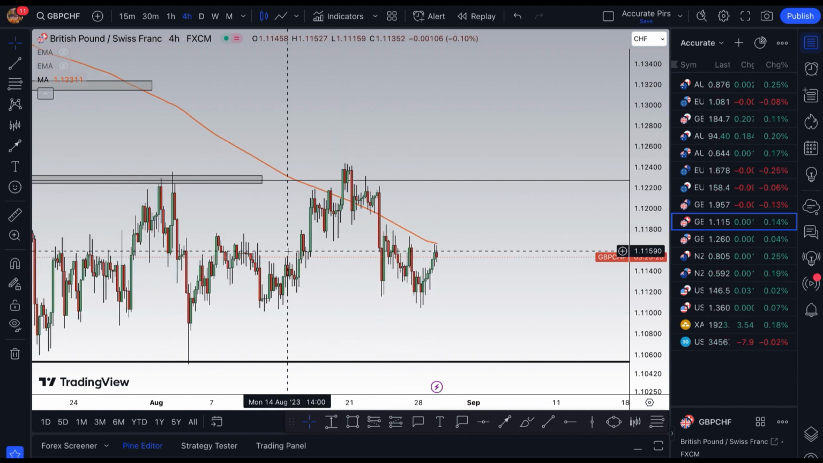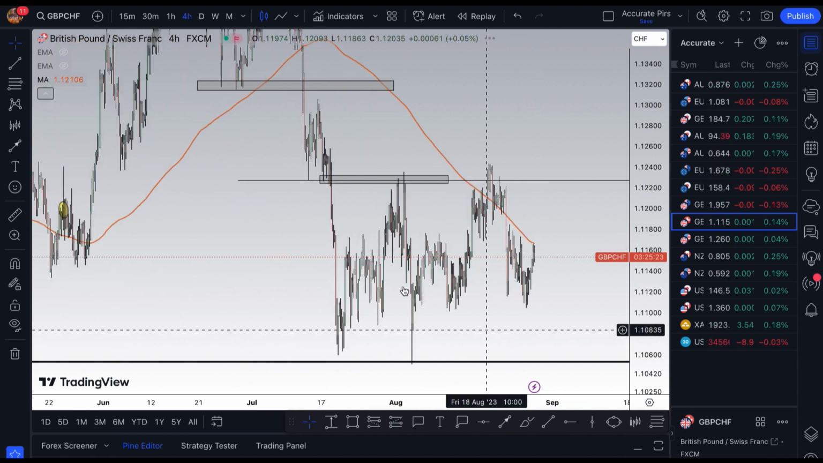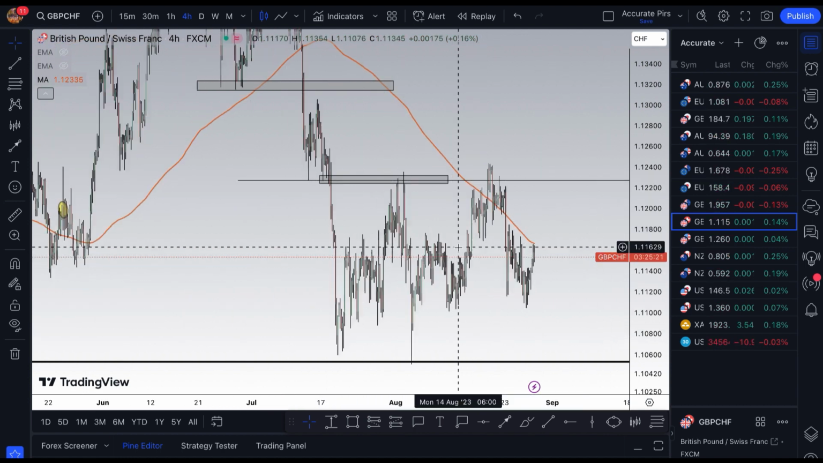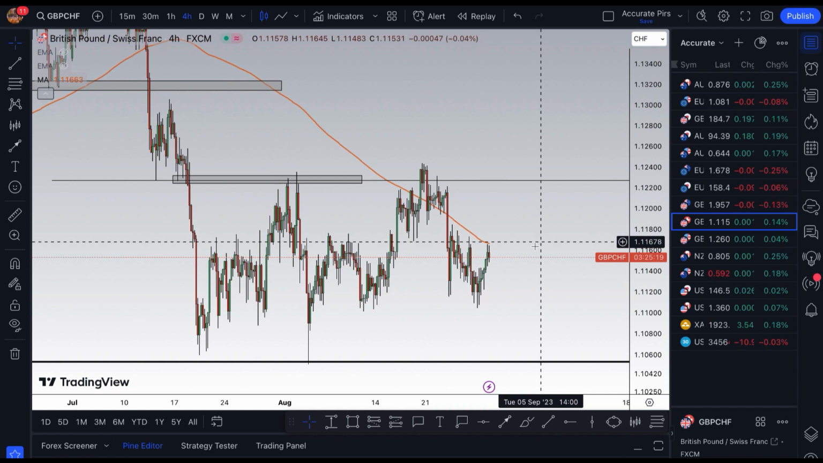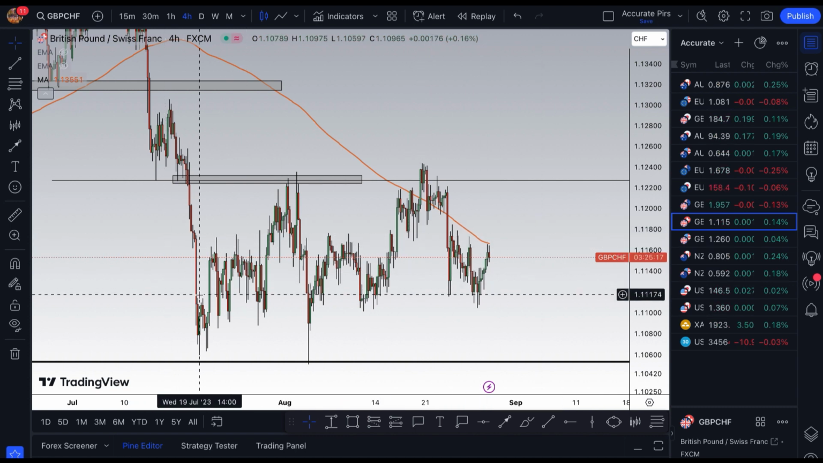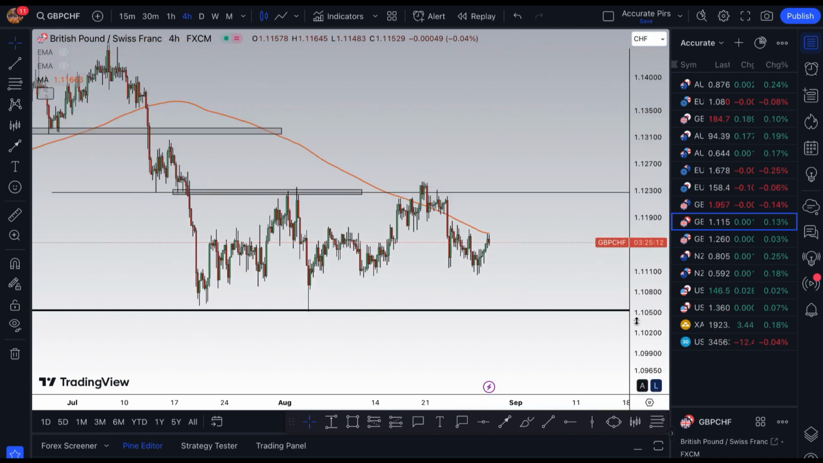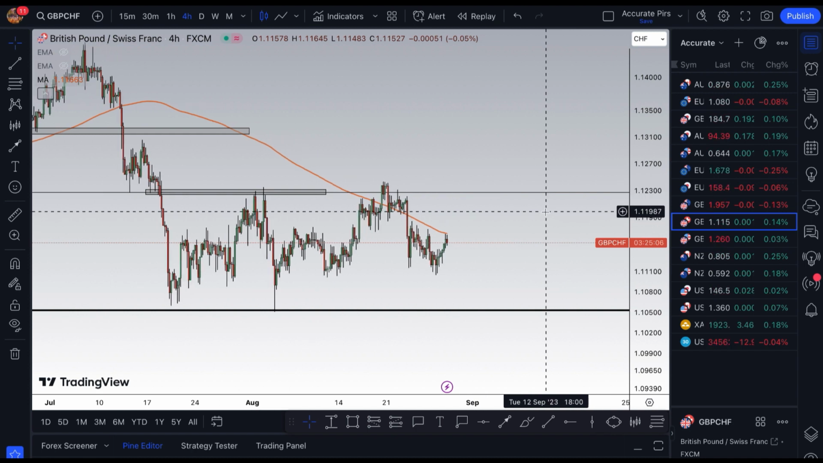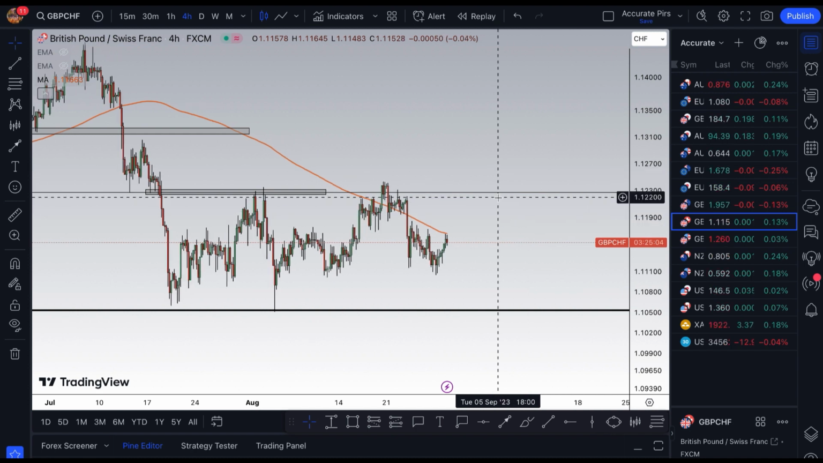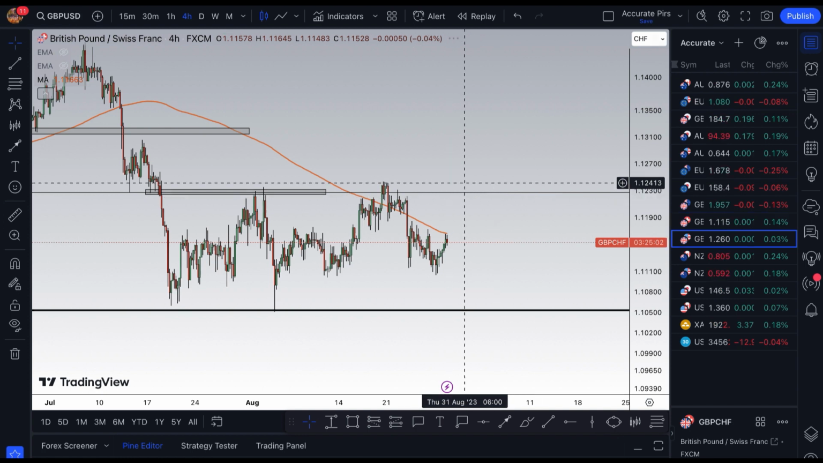So for now, with GBP CHF, it's stuck in this range. You can see it's ranging. It hasn't really come out of this consolidation zone for a while, since July. So just keep your eye on it. If we do get a break, or if it comes to this support or resistance level, then look out for a candlestick reversal pattern and look to take the trade.